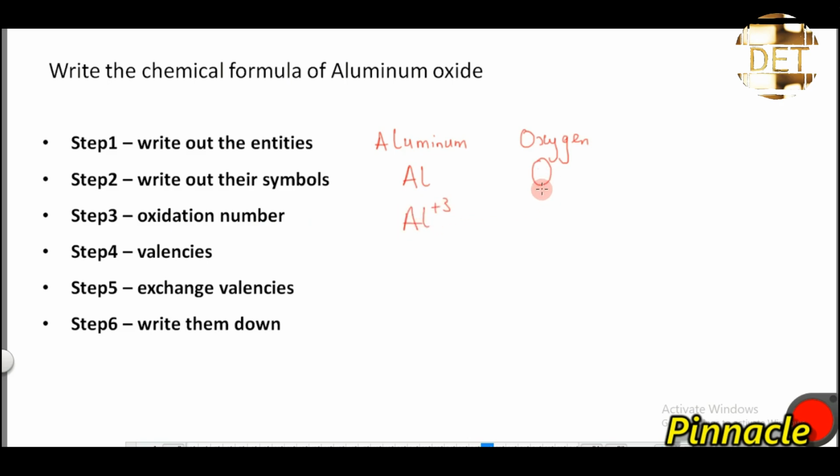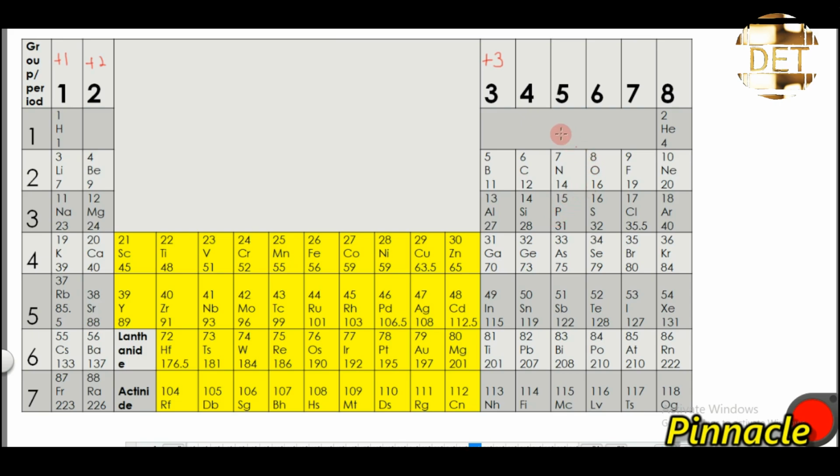And the oxidation number of oxygen, which is in group 6, is what? Minus 2. So here's where we have oxygen. Oxygen is here. The oxidation number is what? Minus 2. That's 6 minus 8. That will give you minus 2.